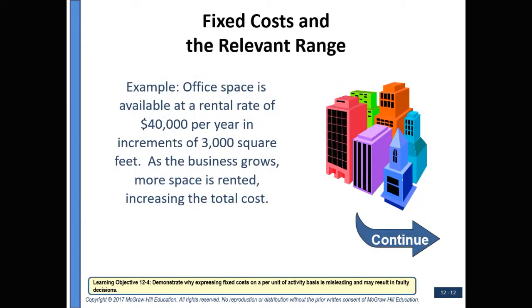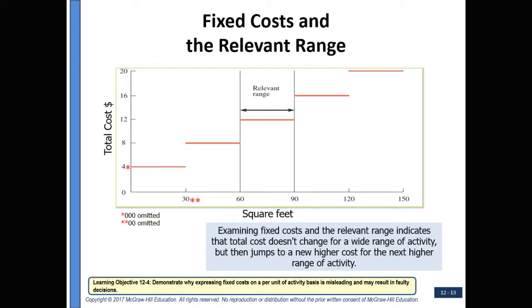Acquiring office space as a business expands is an example of a fixed cost and the relevant range. Office space is available at a rental rate of $40,000 per year in increments of 3,000 square feet. As the business grows, more space is rented, increasing the total costs. So here we're examining the fixed costs and the relevant ranges that indicate that the total cost doesn't change for a wide range of activity, but then it jumps to a new higher cost for the next higher range of activity.